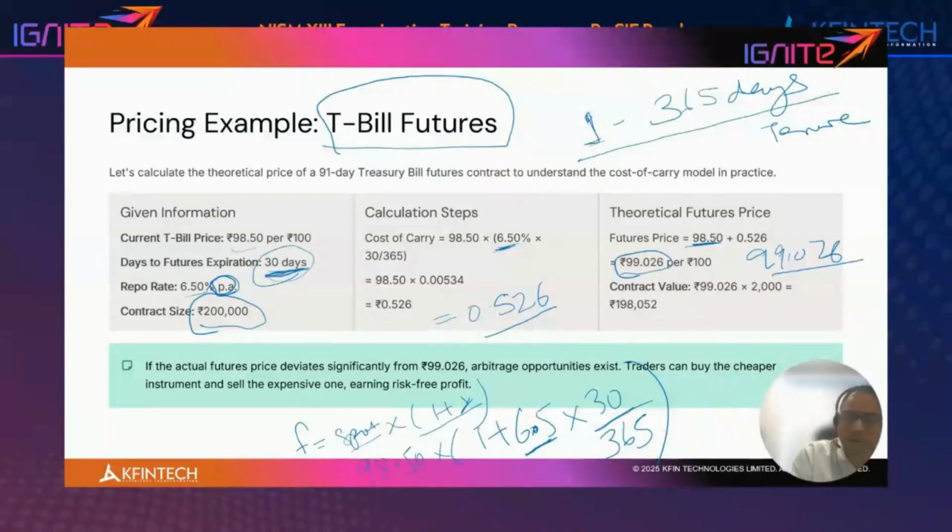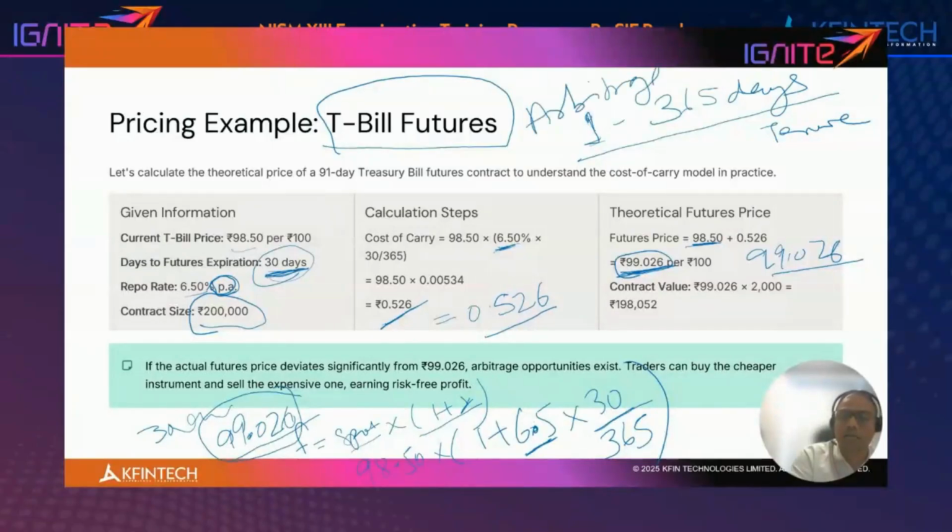You get the value of 0.526, you add it to the current price and you get the future price. So that means 30 days from now, the T-bill should trade at 99.026. If it is not trading at 99.026, that means there is an arbitrage opportunity to either buy or sell this bond in the future market, right?